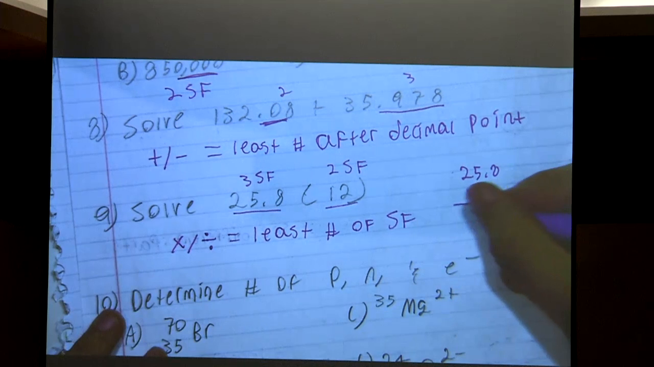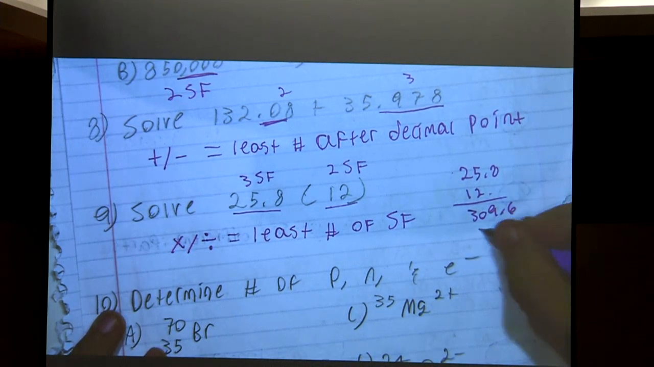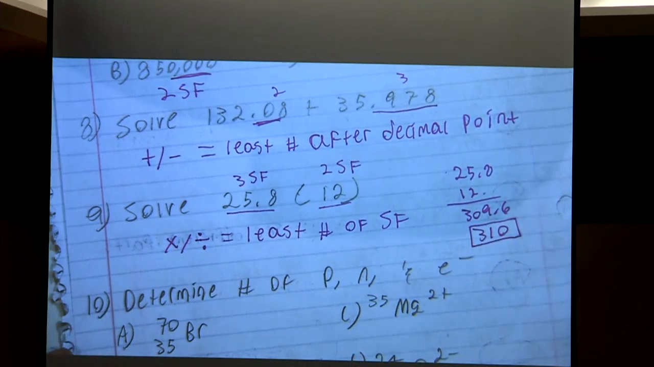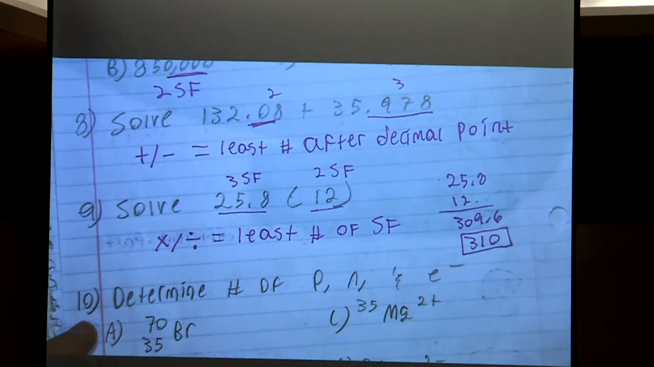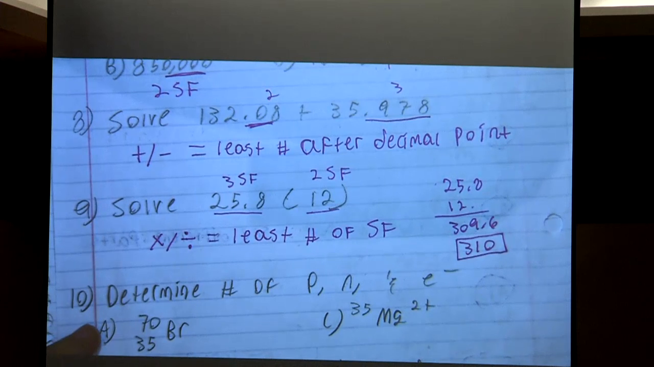309.6, but we're going to round that to 310, right? Because that 0 in 310 is not significant. Okay, any questions on that? Be sure to know your rules for multiplying and dividing versus adding and subtracting, because they are different.